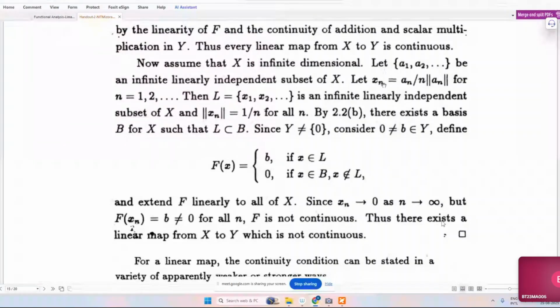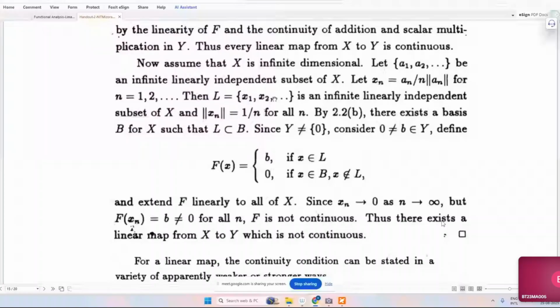Now, can any one of these An be zero? No. In a linearly independent set, no element can be zero. So you define Xn equal to An over n times norm of An. Because there's a division by norm An here, that norm An should not be zero. Since An is an element of a linearly independent set, it is not zero. What's the norm of Xn? It will be norm An, that cancels, you get 1 by n. So define this for n equal to 1, 2, 3, and so on.